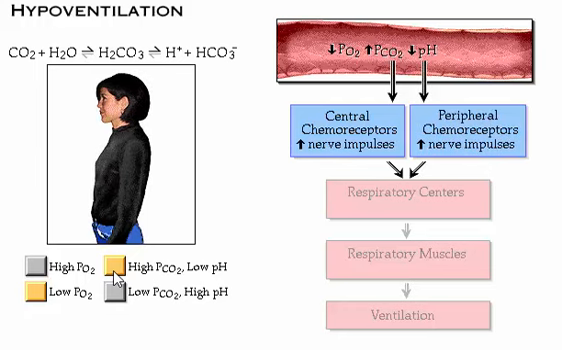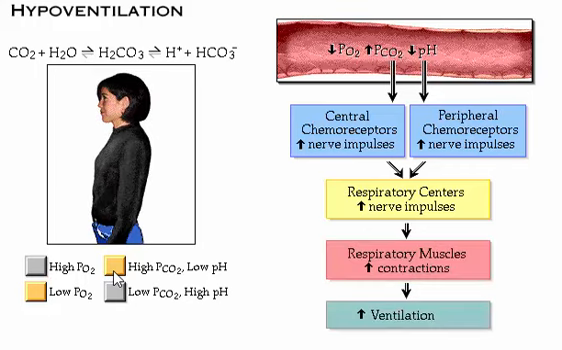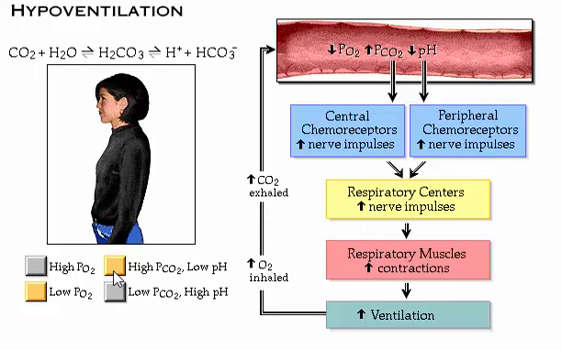A decrease in pH stimulates the peripheral chemoreceptors, which also send more nerve impulses to the respiratory centers, which stimulate the respiratory muscles, increasing the breathing rate and depth. This allows oxygen to be inhaled, carbon dioxide to be exhaled, and drives the chemical reaction to the left, returning the arterial gases and pH to normal levels.